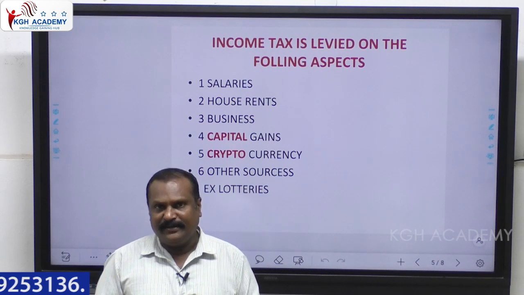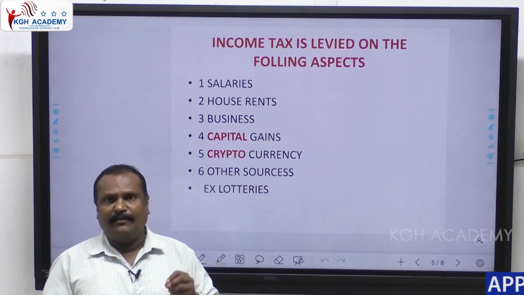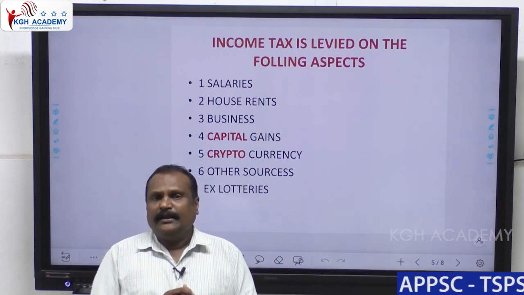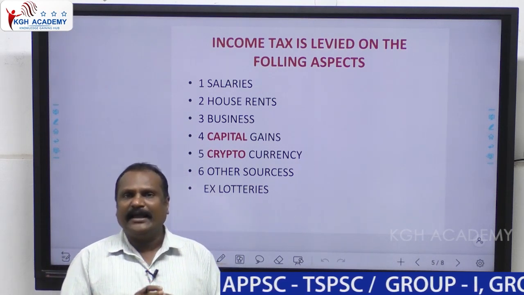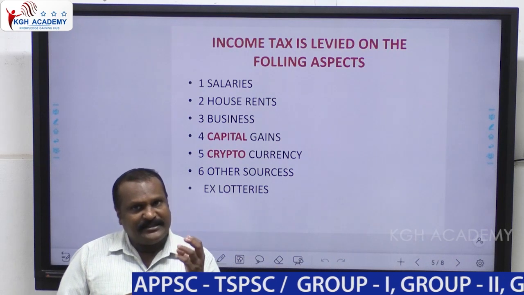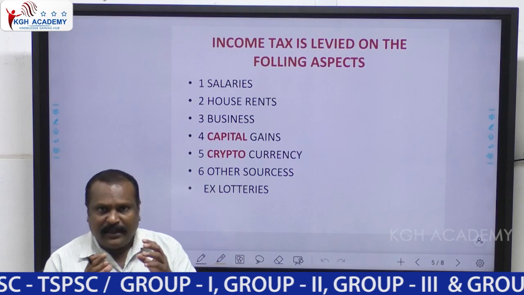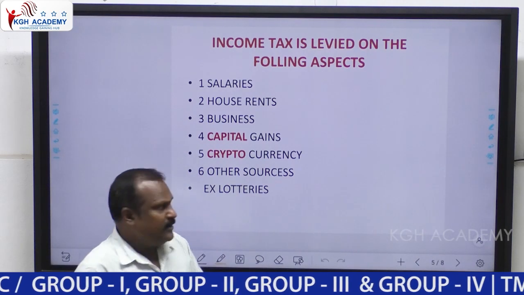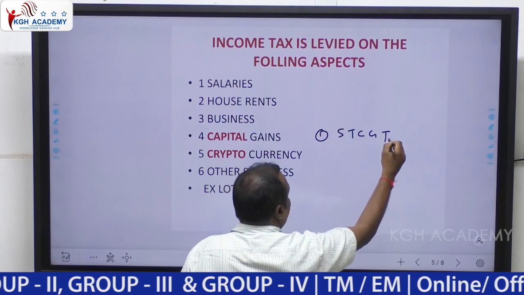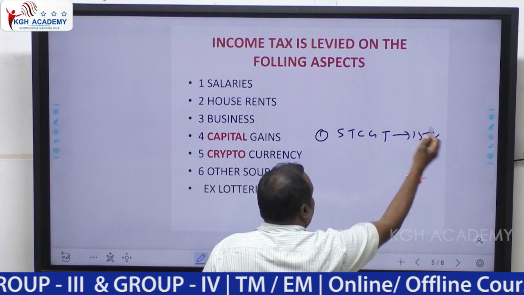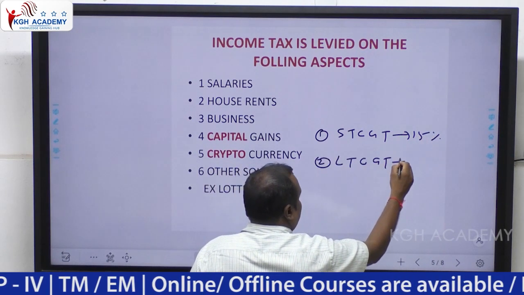What are capital gains? When a person makes an investment in the stock market and gets income in the stock market, he has to pay capital gain tax to the central government. The capital gain tax is a part of income tax only. So, when the investor gets a profit in the stock market, annually he has to pay income tax. There are two kinds of capital gain taxes. One is short-term capital gain tax, that is 15% income tax, and long-term capital gain tax is 10%.